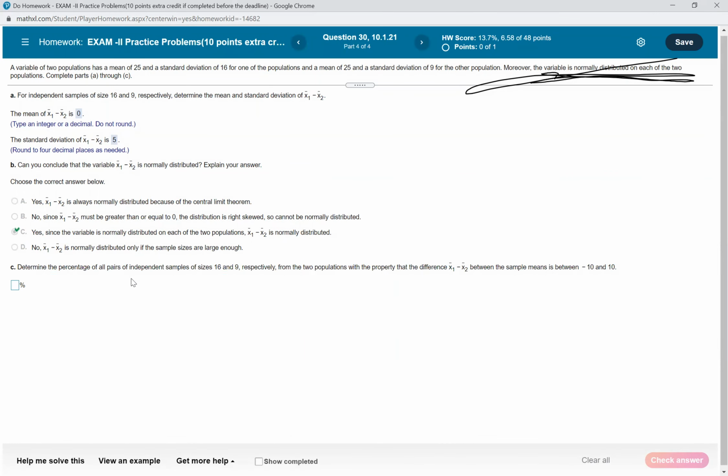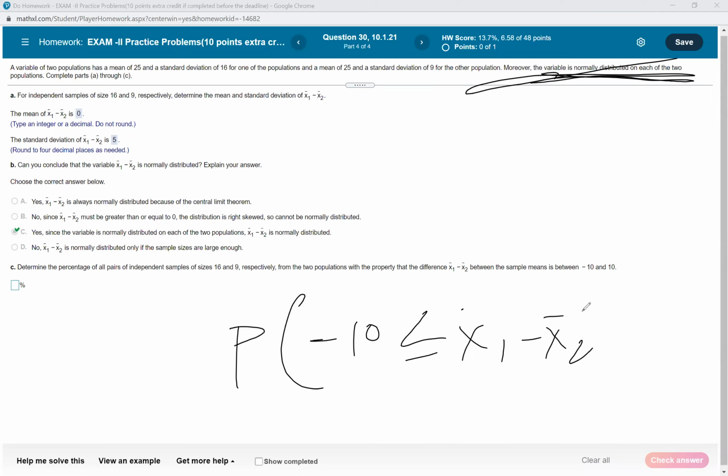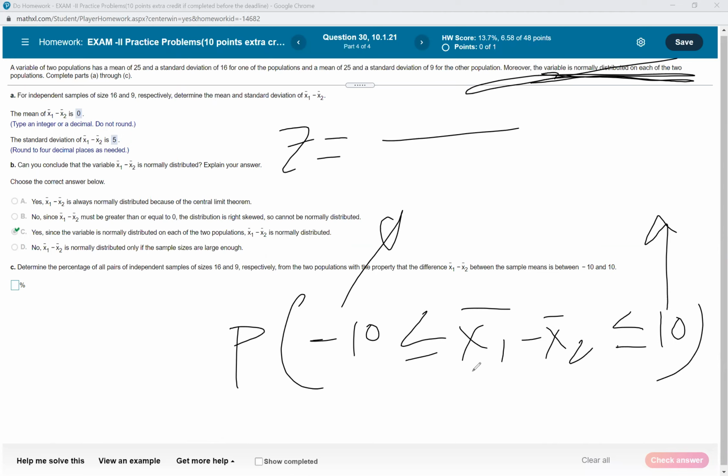Okay, so determine the percentage of pairs of independent samples of size 16 and 9 respectively from the two populations with the property that the difference in sample means is between negative 10 and 10. So now you need to calculate the probability for x1 bar minus x2 bar. How do you find this? You need to convert this to a standard normal distribution, that is, a z-score. So how do you calculate it? This is x1 bar minus x2 bar, so the value is negative 10.